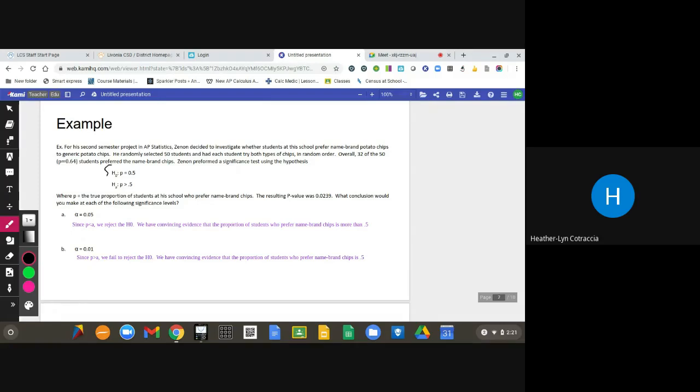So let's talk about these two hypotheses right here. So here p is equal to the proportion of students who prefer name brand chips.